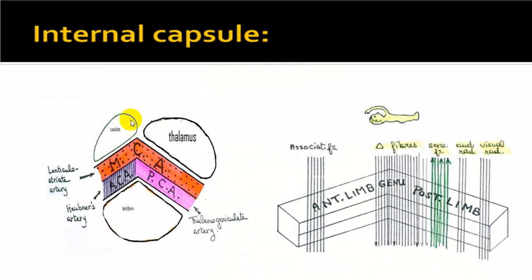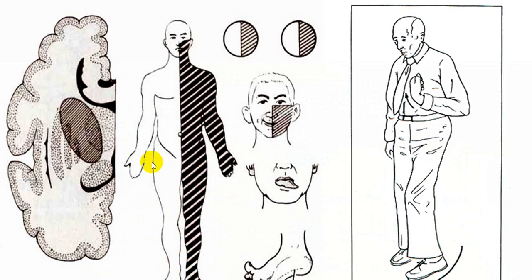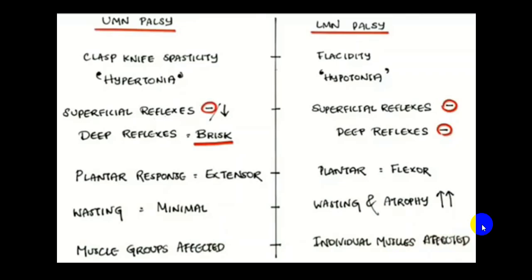And the internal capsule, the major part is supplied by branches of the MCA territory. Some portion is supplied by the posterior cerebral artery and some portion by the anterior cerebral artery. But the major supply is by the middle cerebral artery. So you will have a dense hemiplegia, homonymous hemianopia, upper motor neuron facial and genioglossus involvement with plantar extensor. And in a recovery phase, the person will have a typical circumduction hemiplegic gait.